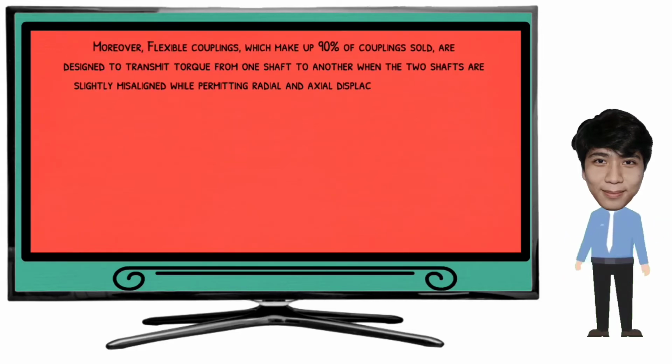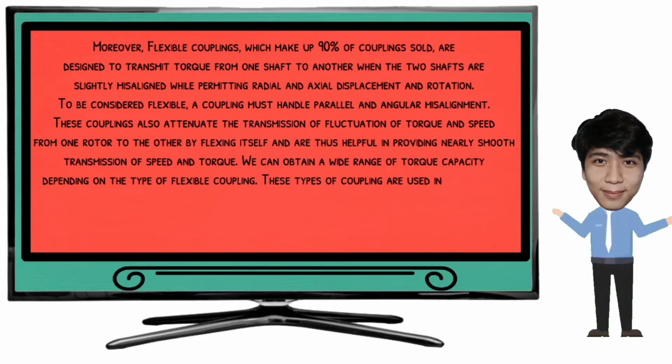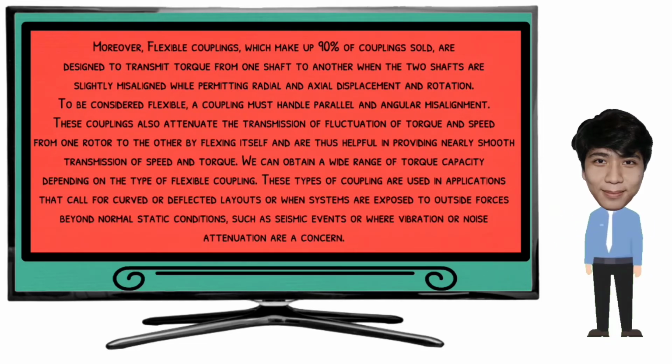Moreover, flexible couplings, which make up 90% of couplings sold, are designed to transmit torque from one shaft to another when the two shafts are slightly misaligned while permitting radial and axial displacement and rotation. To be considered flexible, a coupling must handle parallel and angular misalignment. These couplings also anticipate the transmission of fluctuation of torque and speed from one rotor to another by flexing itself, and thus help in providing nearly smooth transmission of speed and torque.